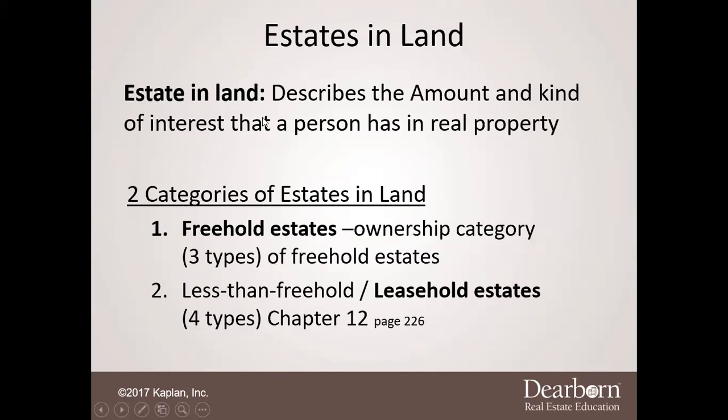So an estate and land describes the amount and kind of interest that a person has in real property. But if you look on page 103, their definition says it describes the amount and kind of ownership interest. But that's only because this particular chapter is talking about ownership estates. In chapter 12, we're going to talk about the 4 types of leasehold estates, which are less than freehold. This chapter, we're going to talk about the 3 types of freehold estates, which is the category of ownership.